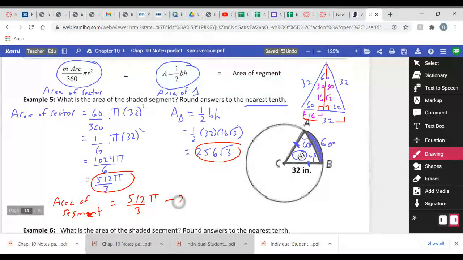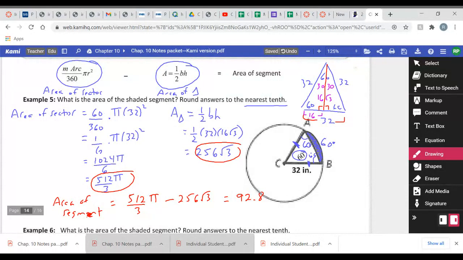Minus the area of the triangle, which is 256 square root of 3. And if I subtract those, be careful when you're dealing with those, to make sure you're plugging in the calculator correctly. If you need to, hit equals as you go or use parentheses to get it plugged in correctly, but you should end up with 92.8. So I would check plugging that in just to make sure you get the right thing.